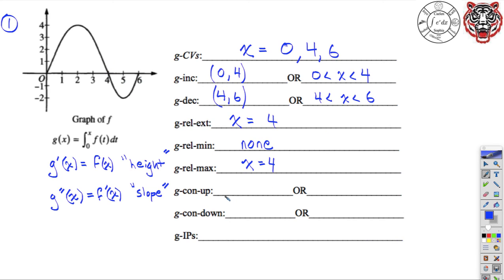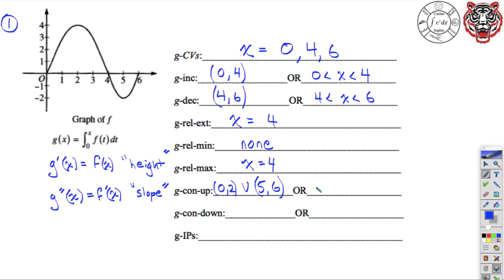And then concave up. Now we're doing the second derivative test. Now we're looking at slopes. x equals 5. Sorry, I know it's supposed to be an interval. 4 to 6 is not quite right. We're looking at slopes. Where's the slope positive? From 0 to 2 and 5 to 6. This is how I'd like you to write this.